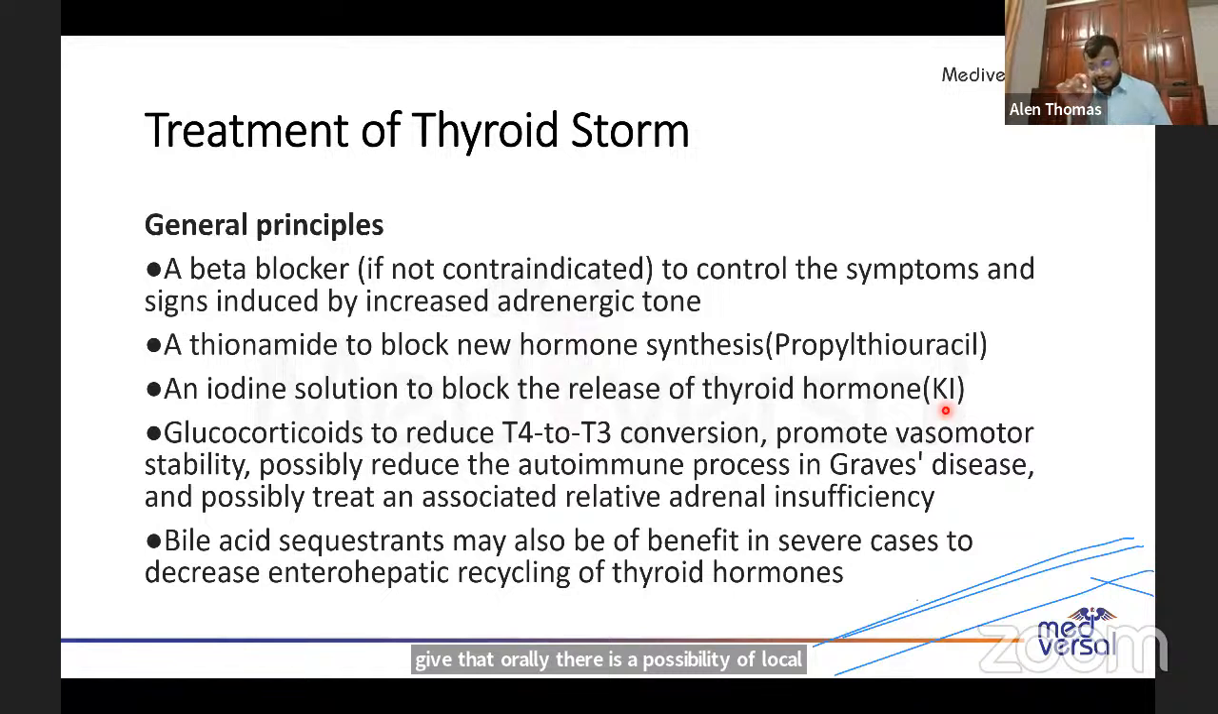Glucocorticoids reduce T4 to T3 conversion, promote vasomotor stability, and possibly reduce the autoimmune process in Graves' disease. And if there's an underlying associated adrenal insufficiency, glucocorticoids can treat it. Bile acid sequestrants may also benefit in severe cases to decrease the enterohepatic recycling of thyroid hormones.